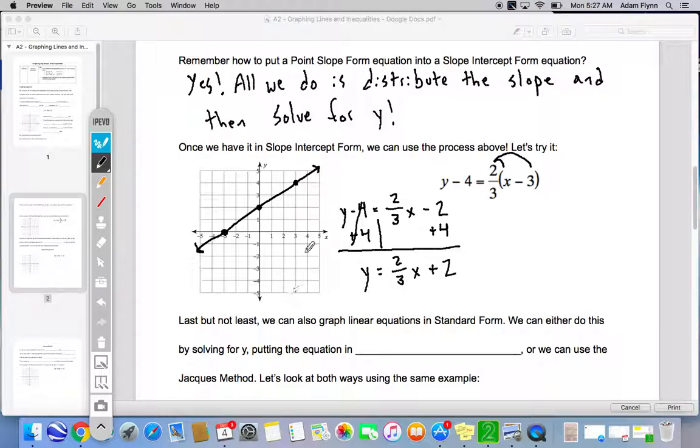And there we have it, our linear function. Okay. So last but not least, we can also graph linear equations in standard form. We can do this by solving for y, putting the equation in slope-intercept form, which we know how to graph.